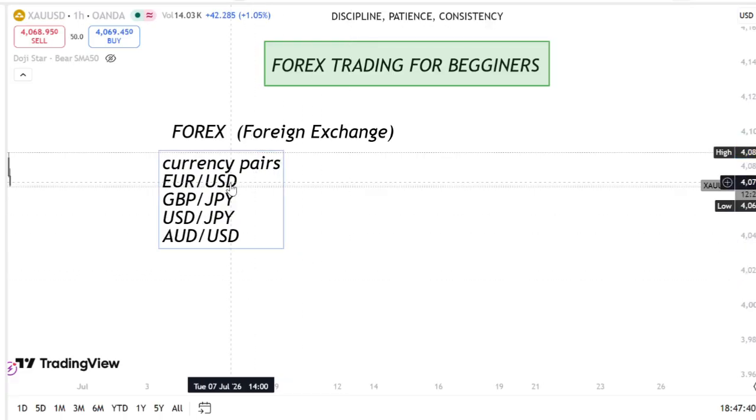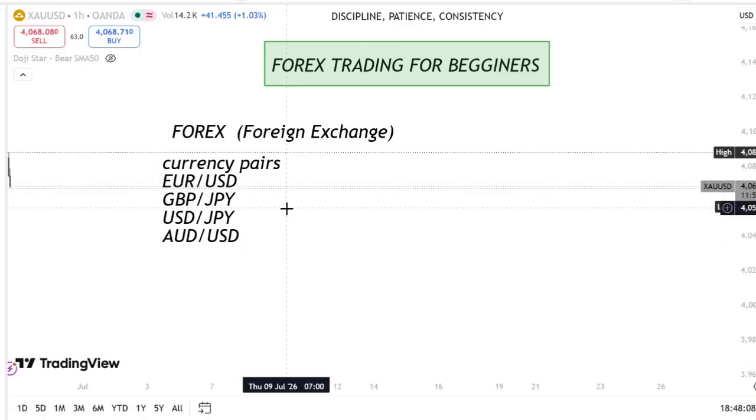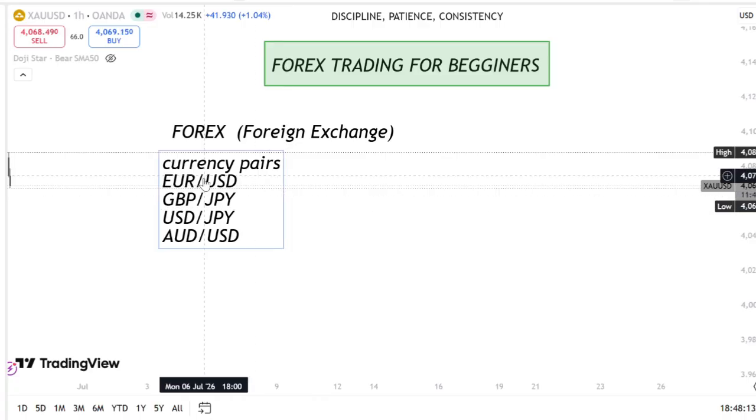So the EUR/USD is the European currency against the United States dollar, the GBP/USD is the Great British Pound against the United States dollar, and we have the United States dollar against the Japanese yen. So these are some of the currency pairs that we have in the Forex market.